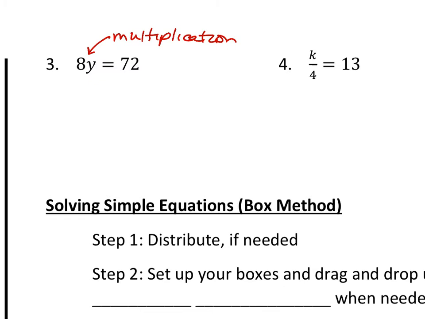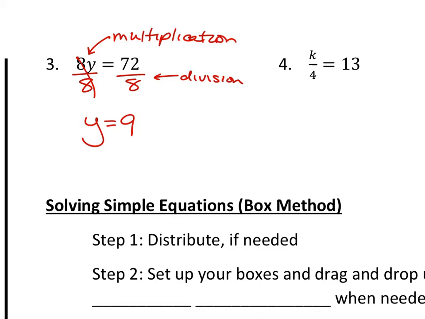So if we look at this example again, we have 8y equals 72. That's a multiplication question. So to undo it, I'm going to divide. Now fractions are division, so this is actually telling you that I'm using division. Inverse operations cancel each other out, and we'd have y equal to 9, 72 divided by 8.